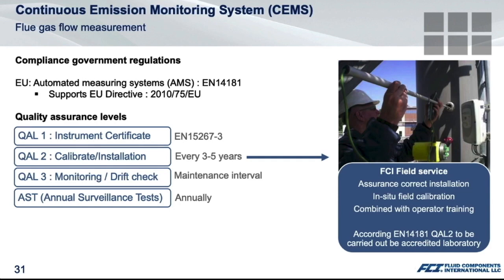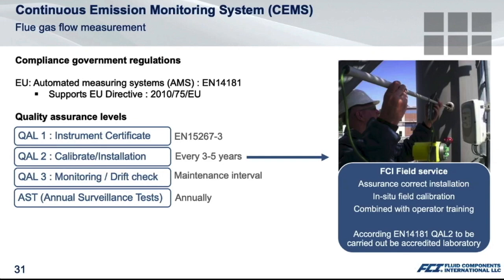QAL 2 is the calibration and installation, which is required at installation and commissioning and is required to be re-performed every 3 to 5 years. Experienced field service technicians can be utilized to provide an assurance of correct installation and in-situ field calibration, and next to the commissioning, your operators can also be trained to perform the verification, which is the next quality assurance level, QAL 3.